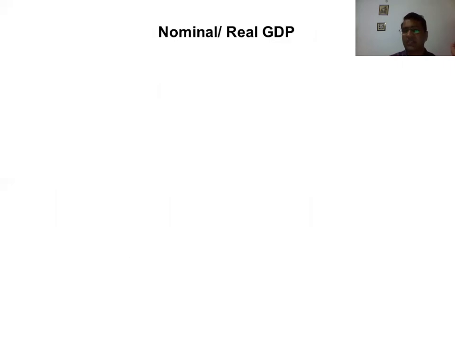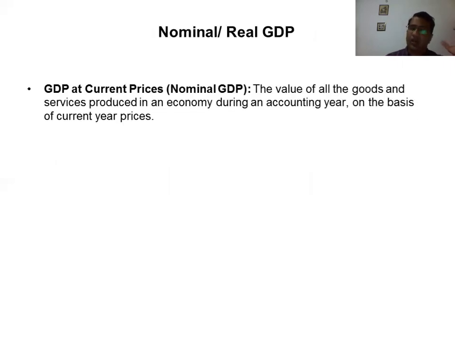Now, another concept is nominal or real GDP. Nominal GDP is the value of all goods and services produced in an economy during an accounting year on the basis of current year prices. We have two types of prices, current year prices and base year prices. Current year prices mean the year in which we want to calculate the national income. Base year prices are those of a previous year, decided by the government or authority. So GDP at current price, the value of all final goods and services produced in an economy during an accounting year on the basis of current year prices, is called GDP at current year prices or nominal GDP.